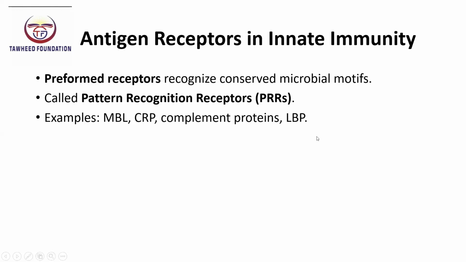Examples of soluble PRRs include mannose binding lectin, that is MBL, C-reactive protein, that is CRP, and lipopolysaccharide binding protein, that is LBP, and complement proteins. These circulate in the blood and tissue fluids and help opsonize pathogens.